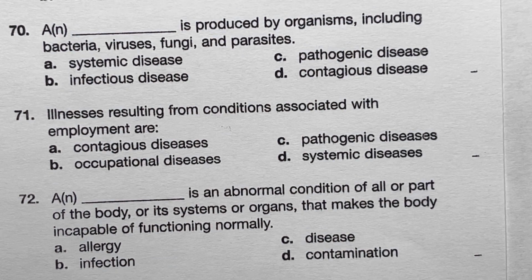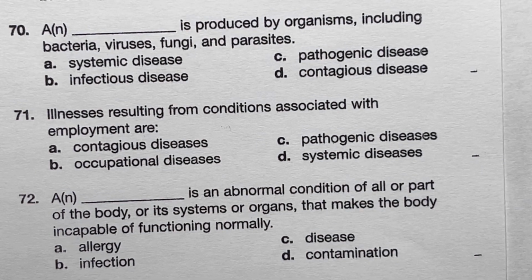Pathogenic disease. Number 71. Illnesses resulting from conditions associated with employment are A. Contagious diseases, B. Occupational diseases, C. Pathogenic diseases, D. Systemic diseases. And the correct answer is B. Occupational diseases.